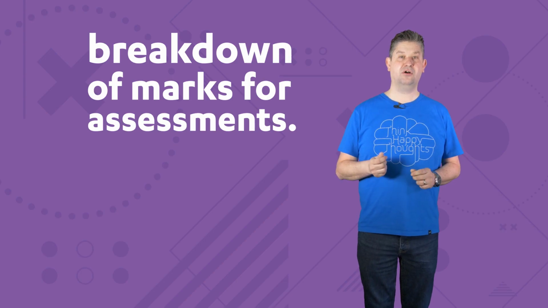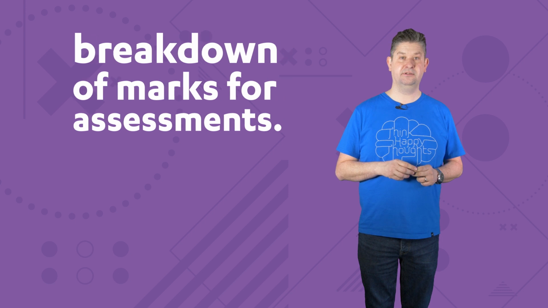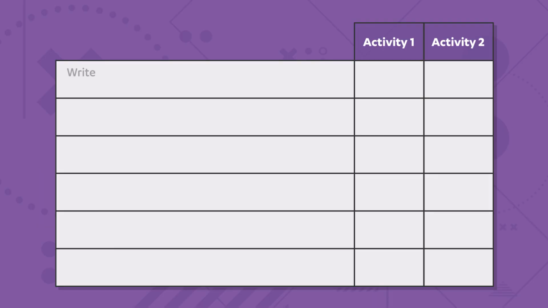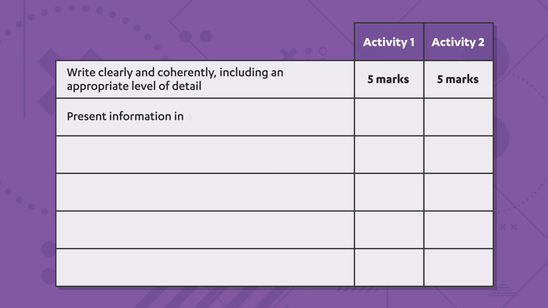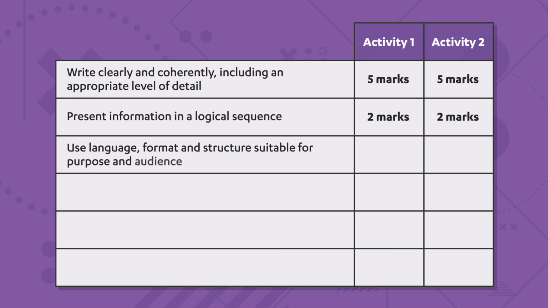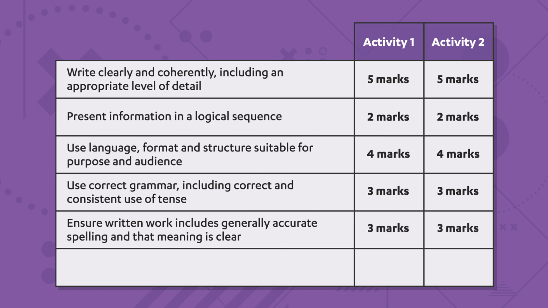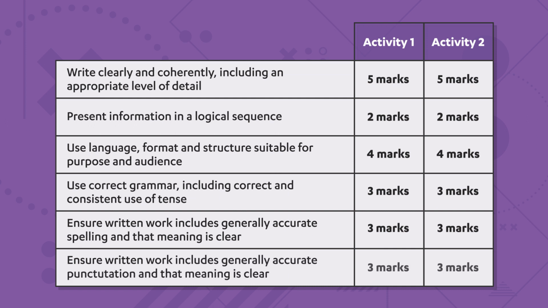We are now going to show you how marks are broken down for each level in English writing assessment. It is crucial you work with your learners so they identify how to achieve maximum marks in each section. So for Level 1, you are required to write clearly and coherently, including an appropriate level of detail. Present information in a logical sequence. Use language, format and structure suitably for purpose and for audience. Use correct grammar, including correct and consistent use of tense. Ensure written work includes generally accurate spelling and punctuation and that meaning is clear.